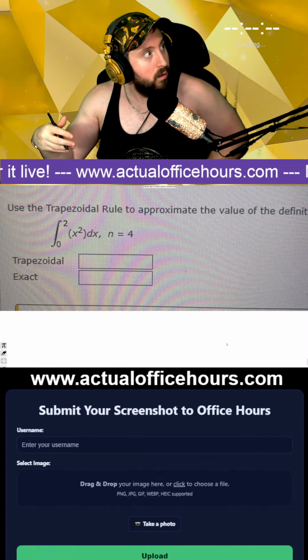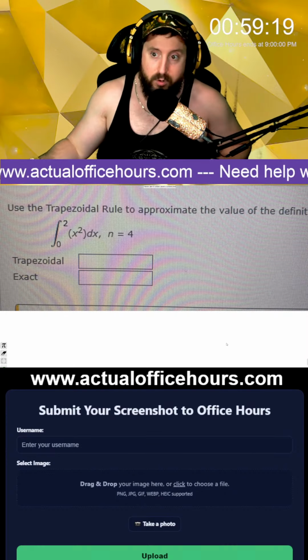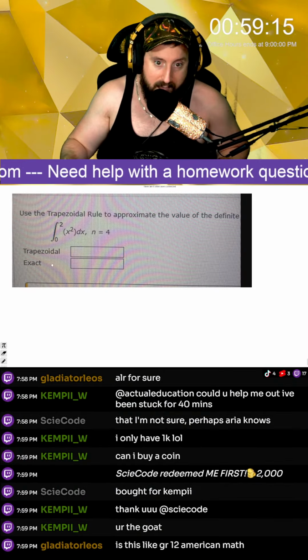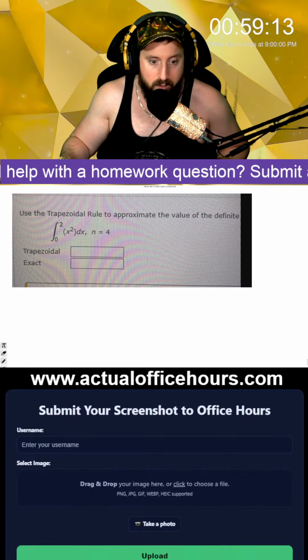Good job. All right, let's see. Using the trapezoidal rule, approximate the value of the definite integral. So you should be able to do the exact, right? Do you know how to do integrals yet?